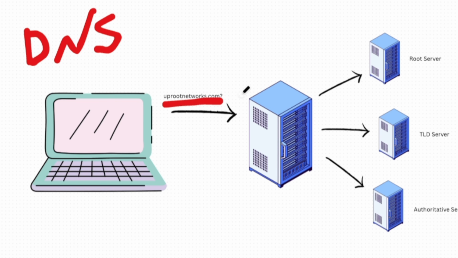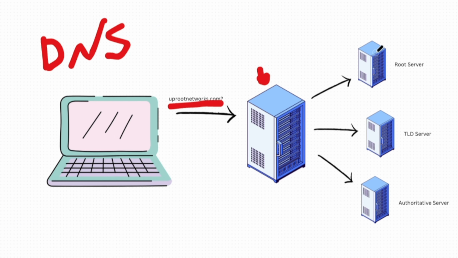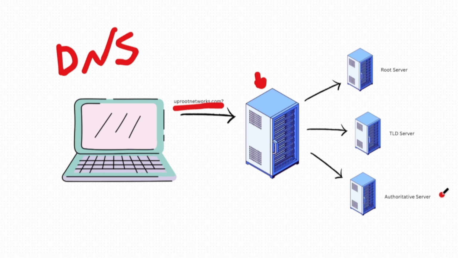Our laptop then talks to a DNS resolver. The DNS resolver has communication with the root server, the TLD server, and the DNS authoritative servers to determine the IP address for a given domain. Our root server will tell us who the authoritative servers are. Our TLD server will have all of the information related to that top-level domain, or TLD, which in this case is .com. And then our authoritative server will give us the IP information needed to resolve uprootnetworks.com to an IP. Once we receive that information, our laptop can then communicate directly to the web server.